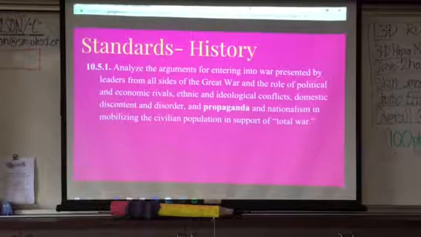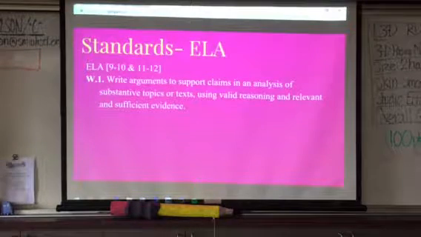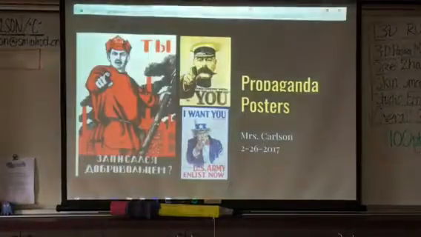Standards for history are: analyze the arguments for entering into war presented by leaders from all sides of the Great War and the role of political and economic rivals, ethnic and ideological conflicts, domestic discontent and disorder, and propaganda and nationalism in mobilizing the civilian population in support of total war. Standards for English language arts are: write arguments to support claims in an analysis of substantive topics or text using valid reasoning and relevant and sufficient evidence.